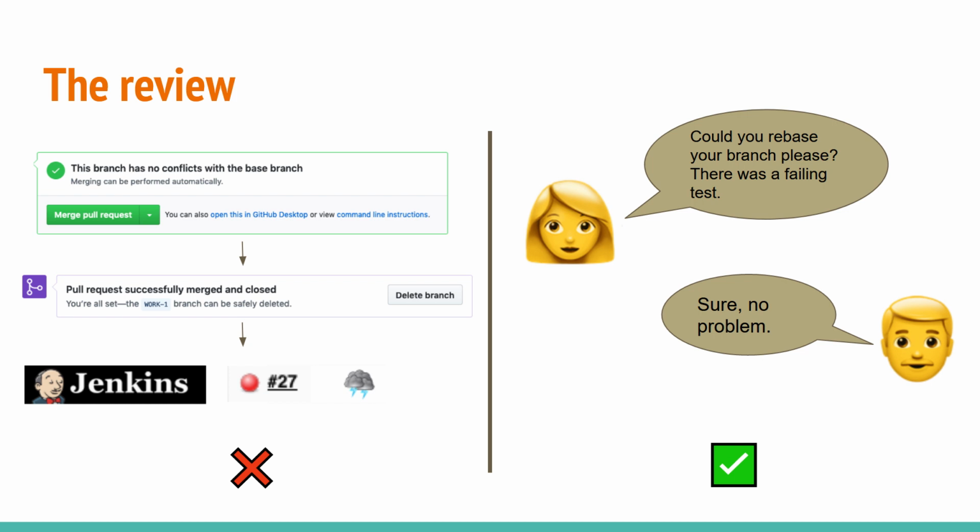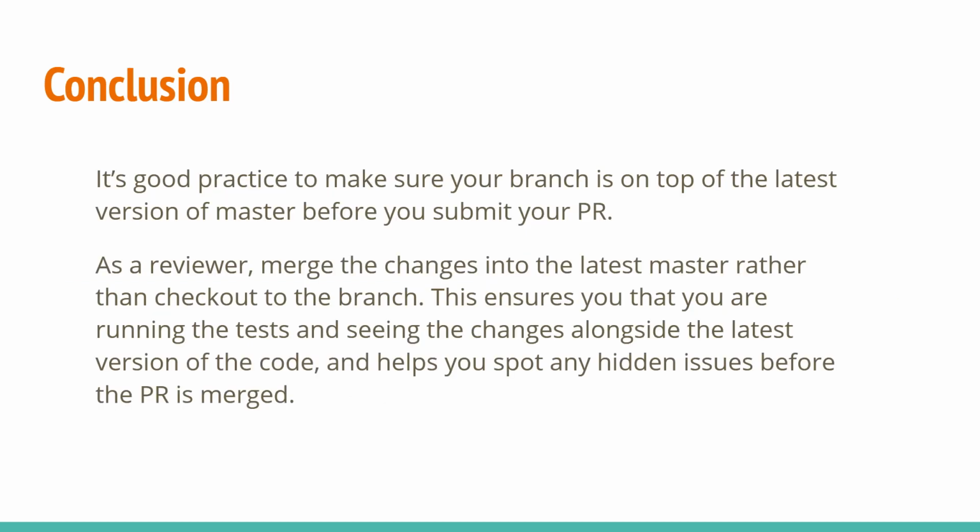Alternatively, on the right, Beth has already spotted the failing test thanks to the merge method, and she politely requests that Bob rebase his branch and update his code as necessary. Hopefully that example has given an idea of why I prefer the merge method, and why I would advise against checking out the branch. I've put a few notes here as a conclusion.